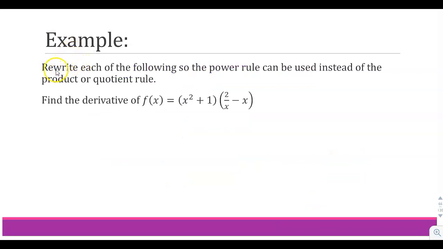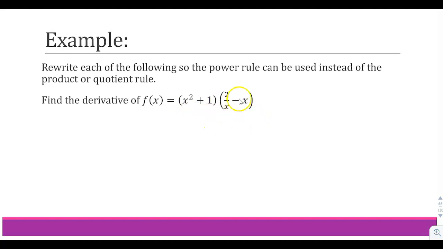In these next examples, we're asked to rewrite each of the following so that the power rule can be used instead of the product or quotient rule. So find the derivative of f of x, where I can see the way that it's set up, it's a product, x squared plus 1, and then times 2 over x minus x. But in this example, if I distribute out, then I would have a sum or difference of terms that I can apply the power rule to.